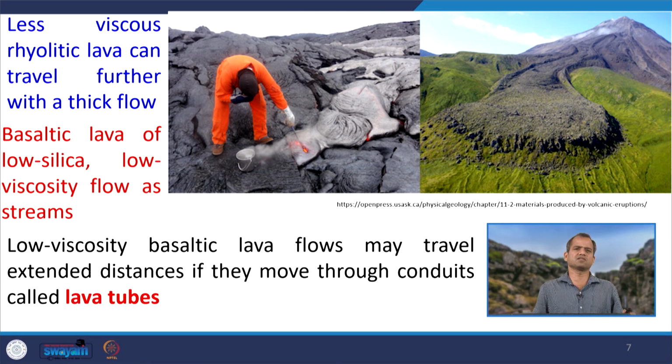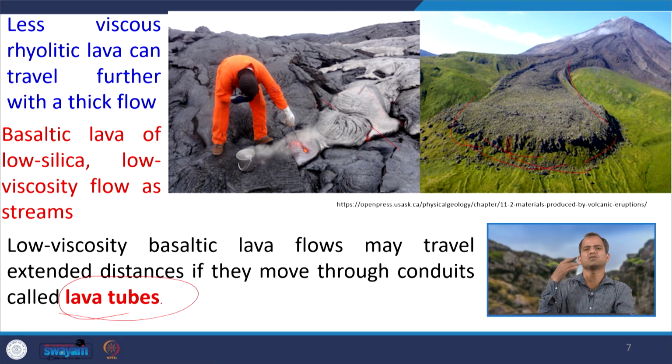And less viscous rhyolite lava can travel a large distance as a thick flow. If you can see here, this is flowing as a thick flow to a large distance. However, basaltic lava has low viscosity and flows as streams, like this water flowing through streams, and it can travel a large distance. Low viscosity basaltic lava flows may travel extended distances, and it is more through conduits called lava tubes.